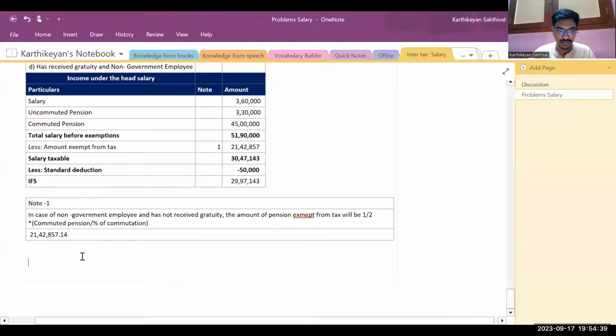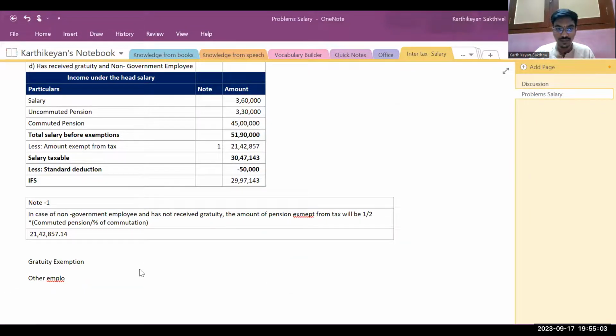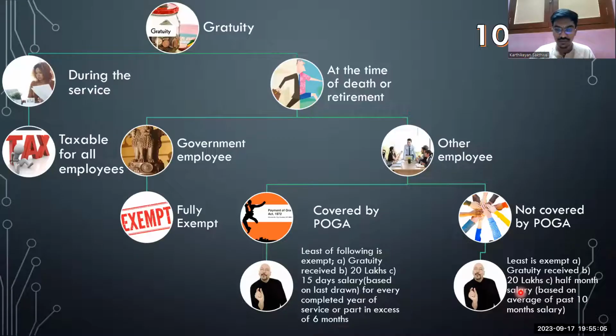Is this clear? Or should I explain it again? Hello? Yeah. Not covered by gratuity act. Okay. Gratuity exemption. So we'll just take it up for other employees alone. Sir, can you just for 1 second go back to the previous? Which one, boss? This one? Previous. This one, boss? No, sir. Previous slide, like the flowchart of POGA. That one is second, this one. Yeah. 1 second, sir.